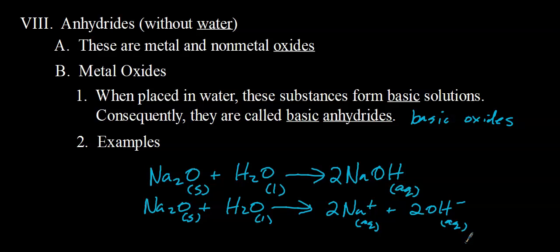Next step is to write the net ionic equation. So to do so, we need to identify any spectator ions and eliminate them. So what is the spectator ion in this reaction? There are no spectator ions. So the net ionic equation in this case would be the same as the ionic equation.